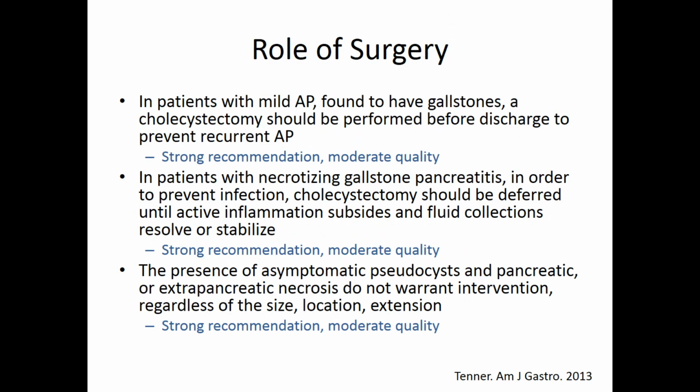Now, when do we consider surgery for patients with pancreatitis? So in patients with mild acute pancreatitis and gallstone, they should have a cholecystectomy. And the recommendation from the American College of Gastroenterology was to perform the cholecystectomy before discharge to prevent recurrent acute pancreatitis. Patients with necrotizing gallstone pancreatitis should also have a cholecystectomy, but this is usually deferred until the acute inflammation subsides and the fluid collection stabilizes or resolves. So this can be done later, once they've stabilized.